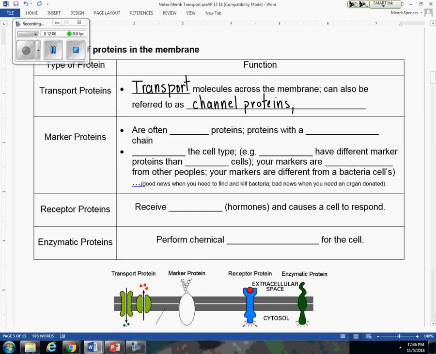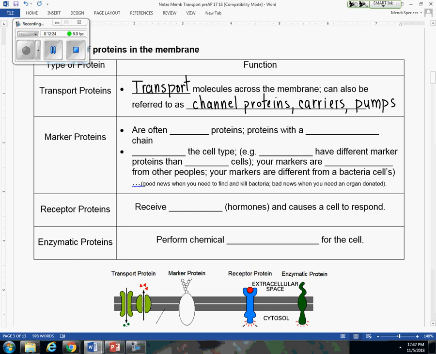Sometimes they're called carrier proteins or carriers. And sometimes we might be talking about pumps, and we're talking about transport proteins that are pumping molecules across the membrane or moving molecules across the membrane. So there's just some other names for transport proteins.